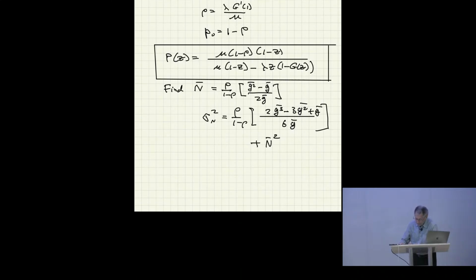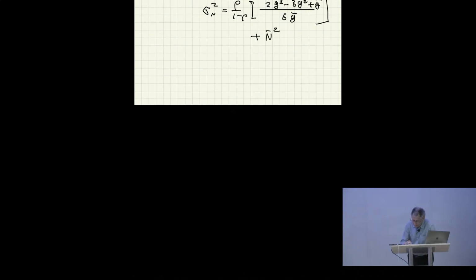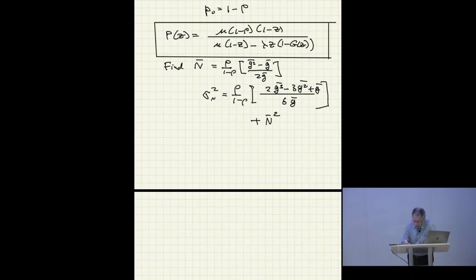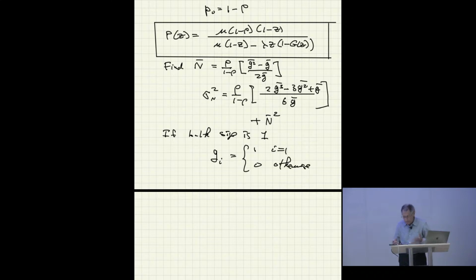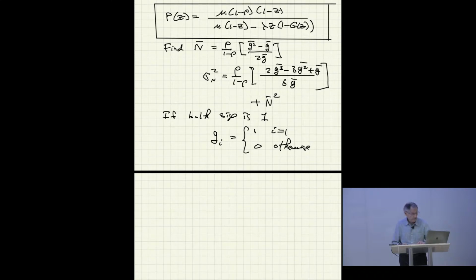Now, just for fun, if the bulk size is 1, namely g sub I equals 1 for I equals 1 and 0 otherwise, namely fixed size bulk 1, that's the old MM1 system, isn't it? Okay?